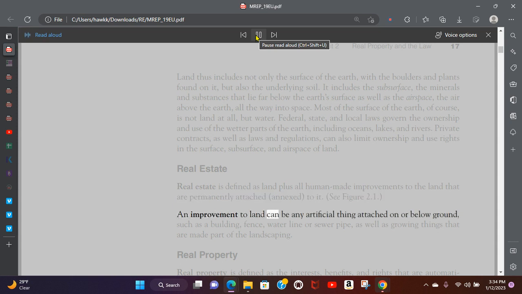An improvement to land can be any artificial thing attached on or below ground, such as a building, fence, water line, or sewer pipe, as well as growing things that are made part of the landscaping.